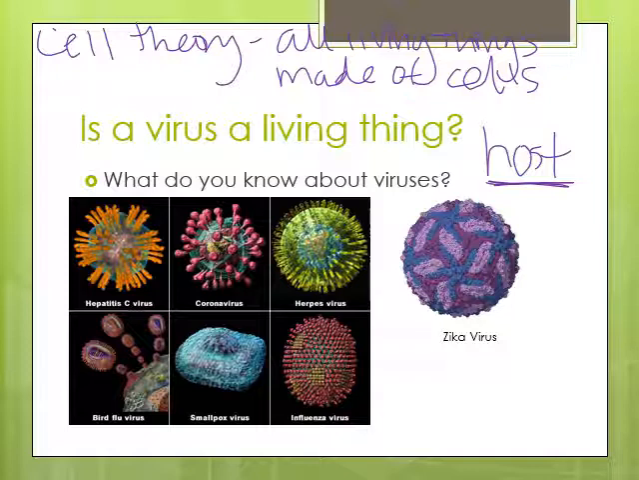So I would argue they're probably not living, and for those reasons, they're not made of cells. They're made out of some genetic information encased in protein, and they require a host. So all of those things, I would argue, make it that they're not living. But if you want to argue the opposite end of the coin, feel free.